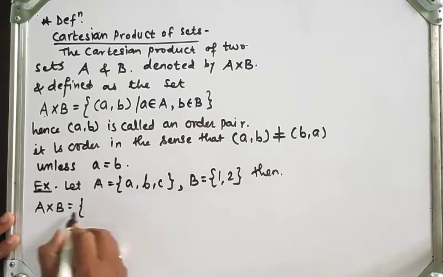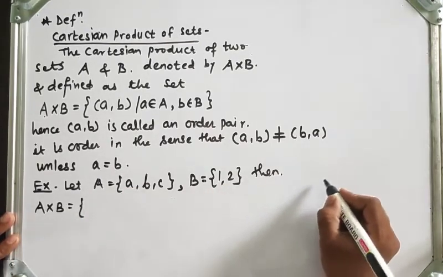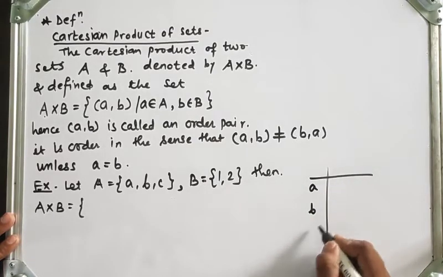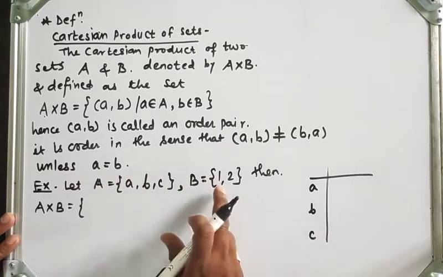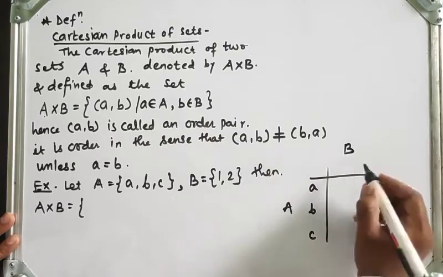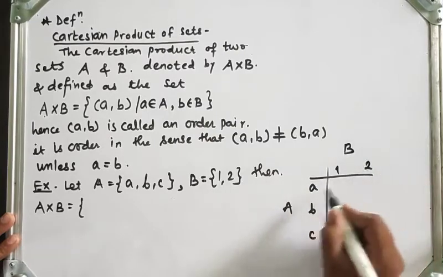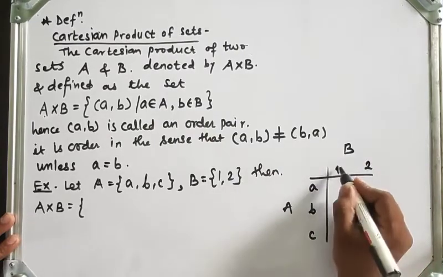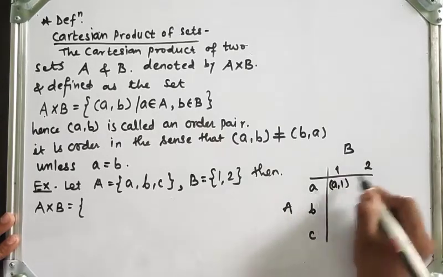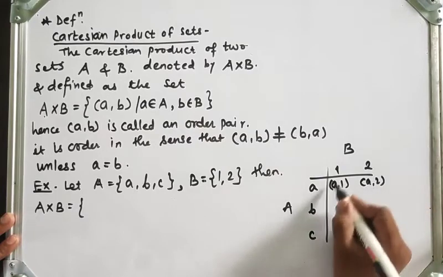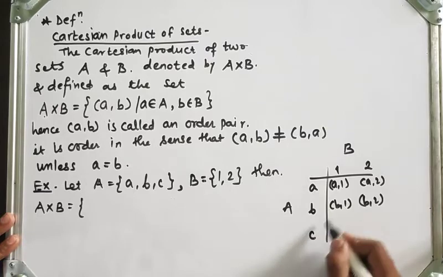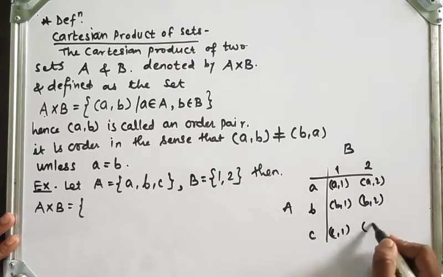So A cross B. Now in array form we write: suppose this is a, b, c for set A, and this is for set B, so this is 1, 2. Therefore, in ordered pairs, this is the first pair and this is the second pair. So this is (a,1), (a,2), next (b,1), (b,2), and (c,1), (c,2).